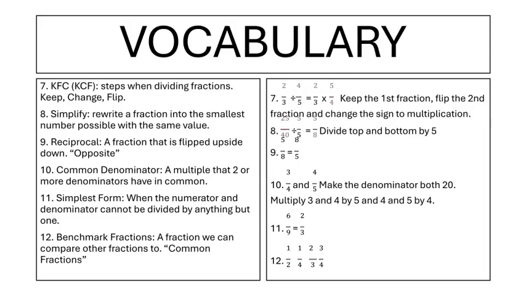Opposite. Number 10 says common denominator, a multiple that 2 or more denominators have in common. Number 11 says simplest form, when the numerator and denominator cannot be divided by anything but 1. Number 12 says benchmark fractions, a fraction we can compare other fractions to. Common fractions. These are the most well-known fractions, like 1/2 or 1/4, for example.